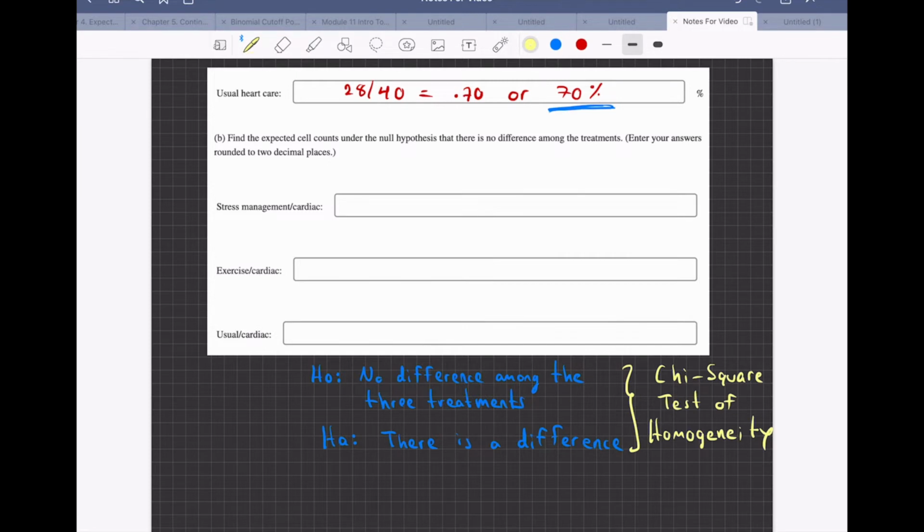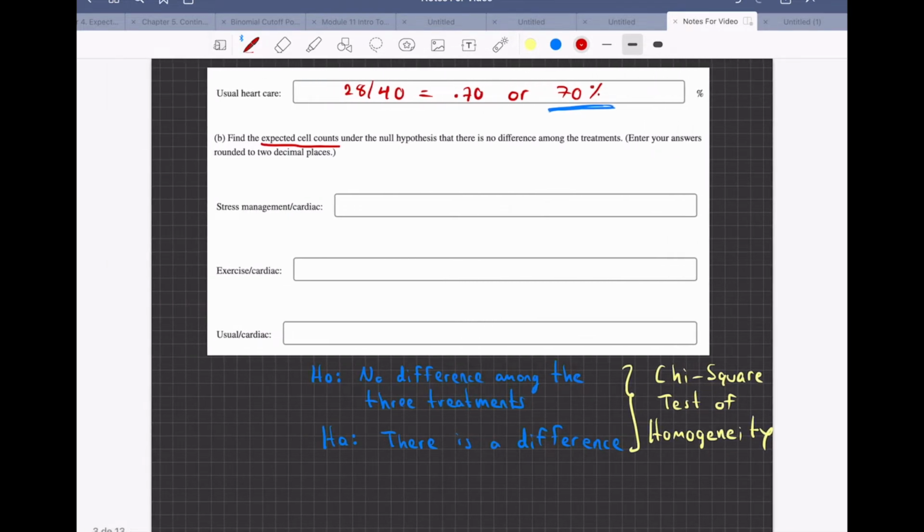All right, what do we have to do first here? We need to compute the expected cell counts. To compute that, usually you're going to be given a table, a two-way table, and that is always related to a chi-square test, but we don't have it here. So in this case, I'm going to explain how to create a table.